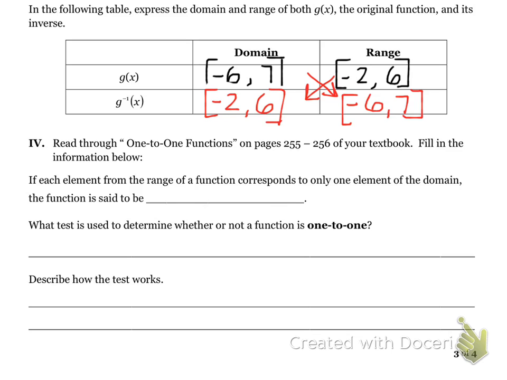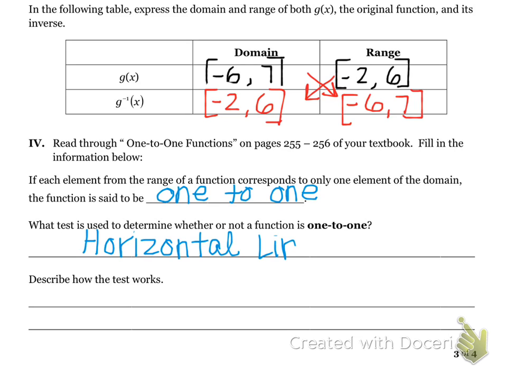Okay, so after you read through those pages on one-to-one functions, if each element from the range of a function corresponds to only one element of the domain, this function is said to be one-to-one. What test is used to determine this? This is the horizontal line test. And then how does this work?